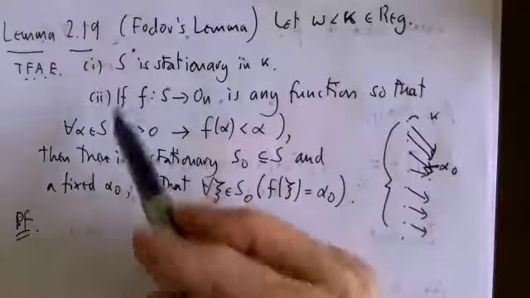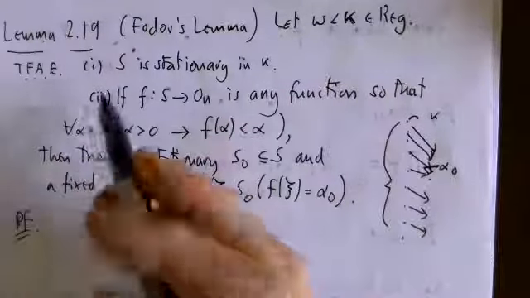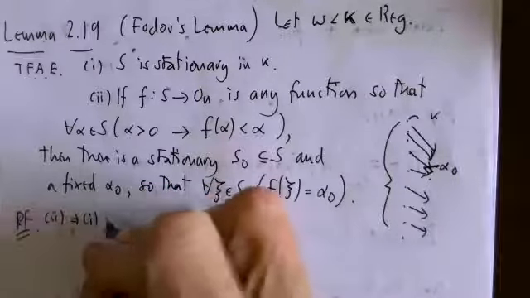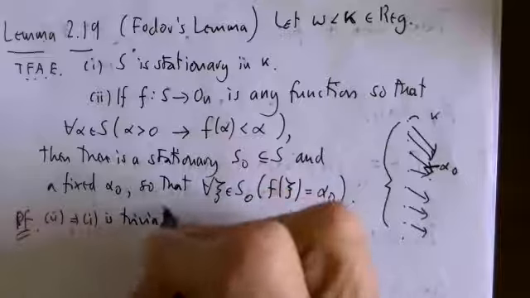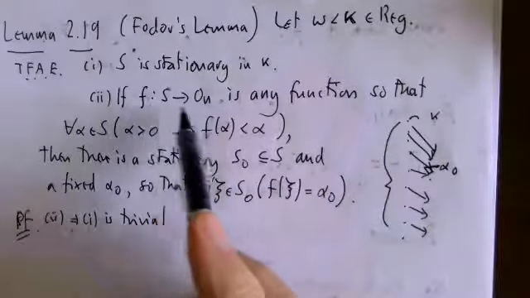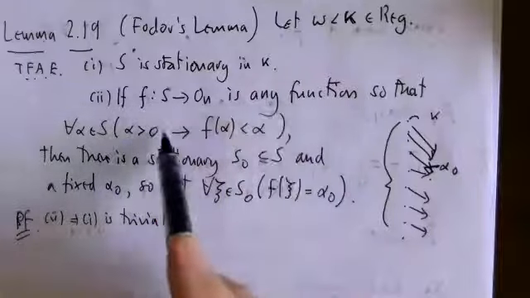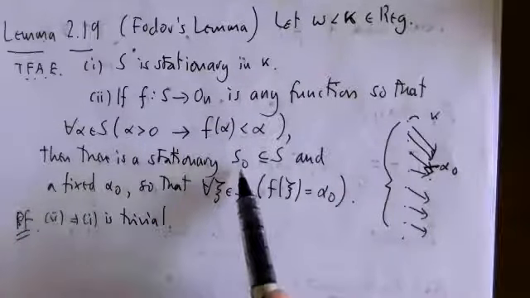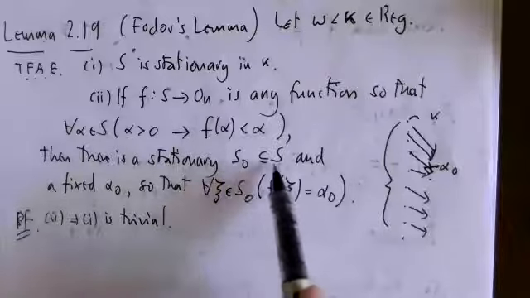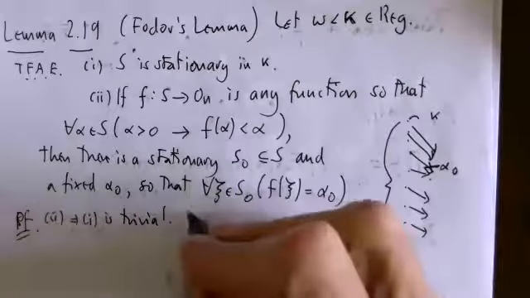Notice that 2 implies 1. We said this is equivalent. 2 implies 1 is kind of trivial, because we've got a function on this S here, but 2 says there's a stationary subset of S. Well, if S contains a stationary subset, S is stationary itself.